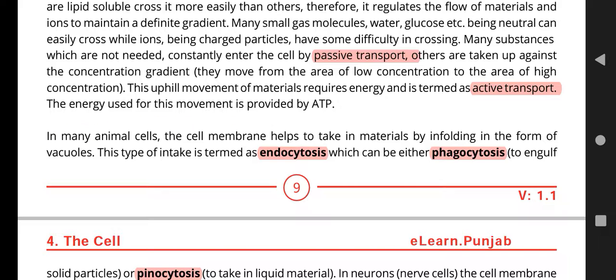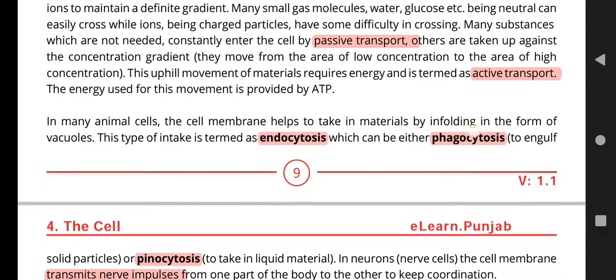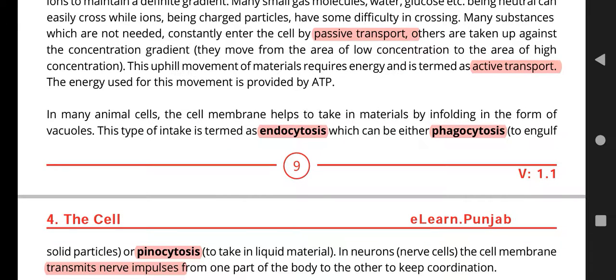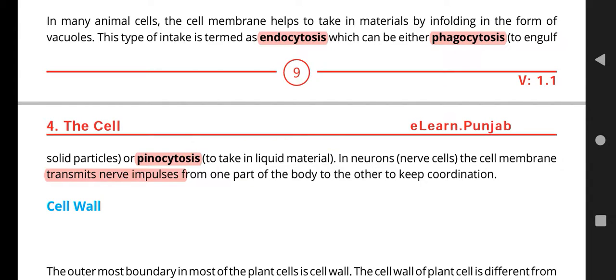In many animal cells, the cell membrane helps to take in material by infolding in the form of vacuoles. This type of intake is called endocytosis, which can be either phagocytosis to engulf a solid particle or pinocytosis to take in a liquid. In neurons or nerve cells, the cell membrane transmits nerve impulses from one part of the body to the other part to keep the coordination. In the next part, I will give you examples of the many substances that are transported by simple diffusion, facilitated diffusion and active transport.